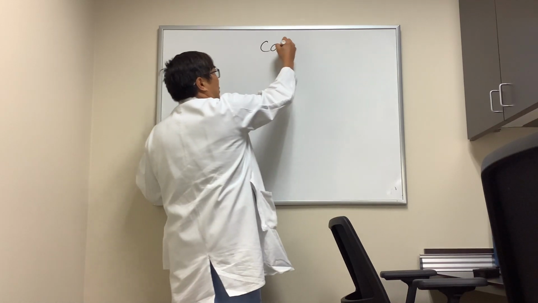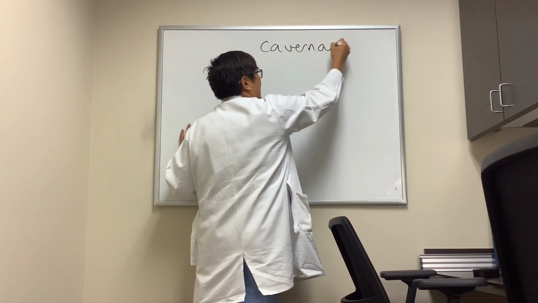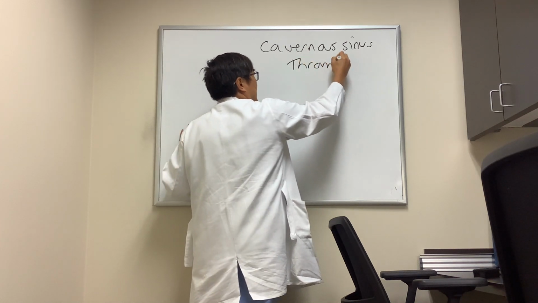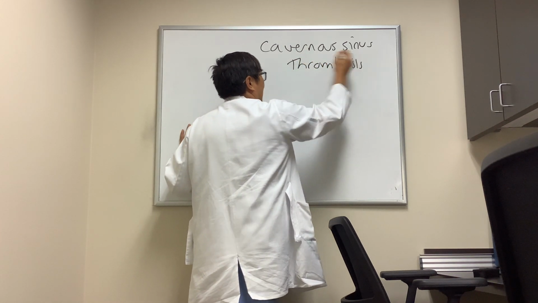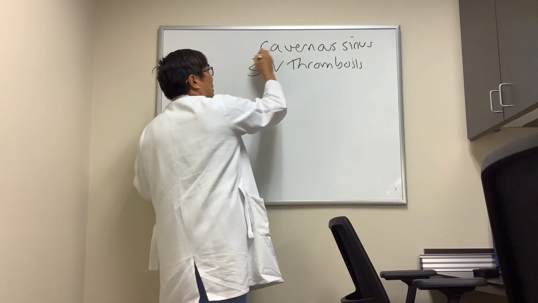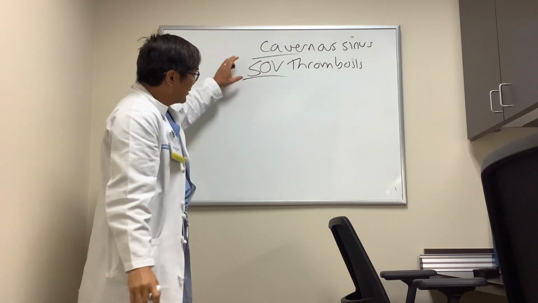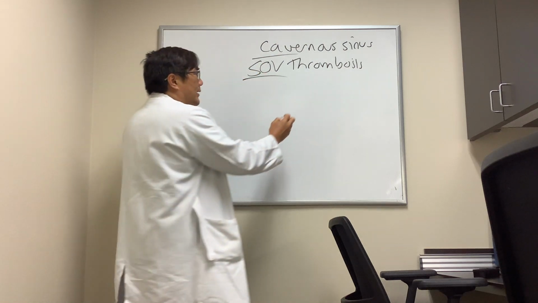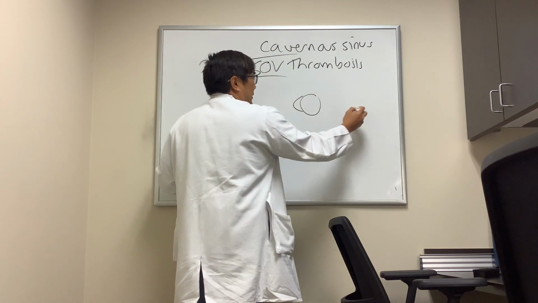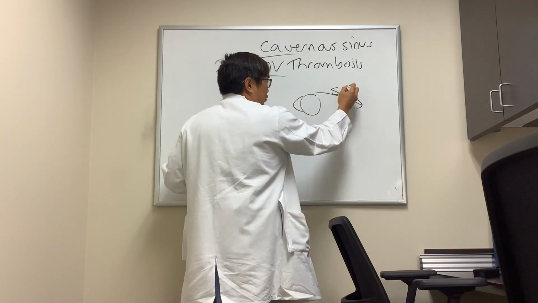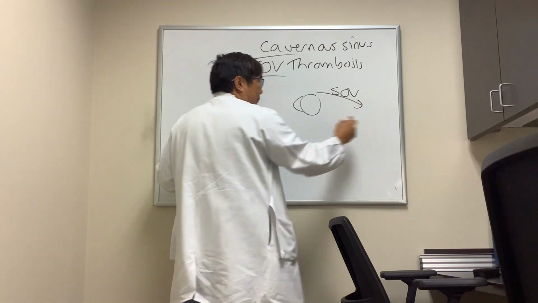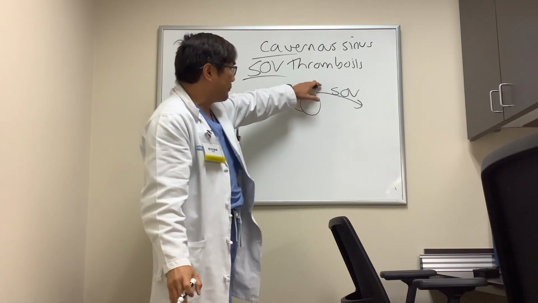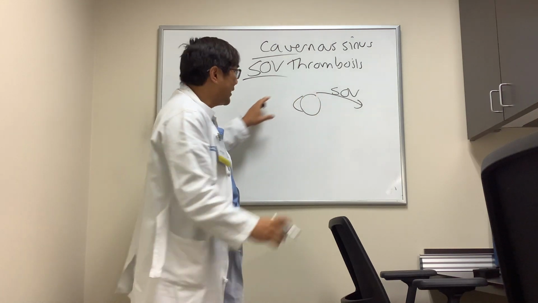So somebody wanted to know about cavernous sinus thrombosis and also its kin, which is the superior ophthalmic vein thrombosis. Both the cavernous sinus thrombosis and the superior ophthalmic vein thrombosis look similar. And the reason is the cavernous sinus is the major draining pathway for both the superior ophthalmic vein and the inferior ophthalmic vein, but predominantly the superior ophthalmic vein in the orbit.